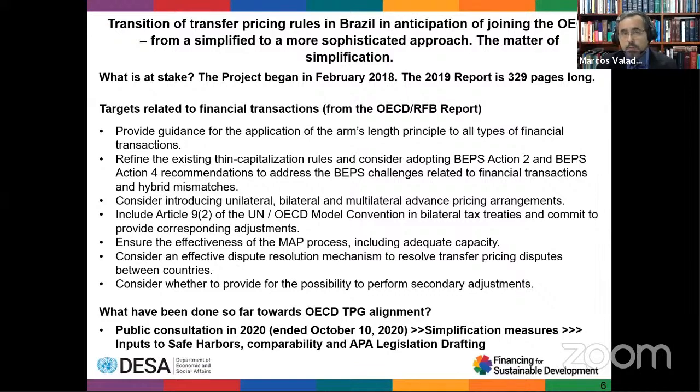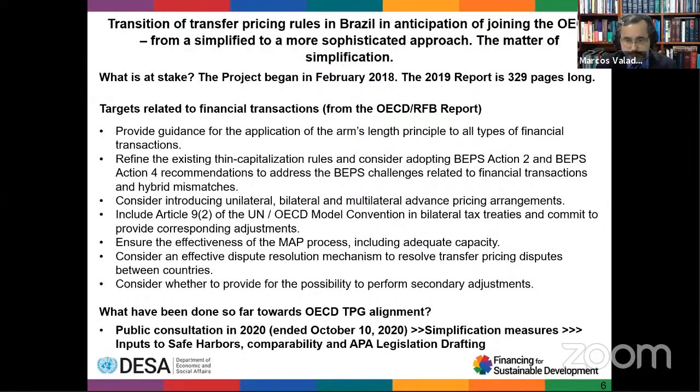Include a paragraph 2 of Article 9 in the treaties, to provide for corresponding adjustments. Ensure the effectiveness of the MAP process. It also needs to adequate the capacity of the service, and consider an effective dispute resolution mechanism to resolve transfer pricing disputes between countries. Also a matter of capacity here. And also consider whether to provide for the possibility to perform secondary adjustments, which currently we don't have.